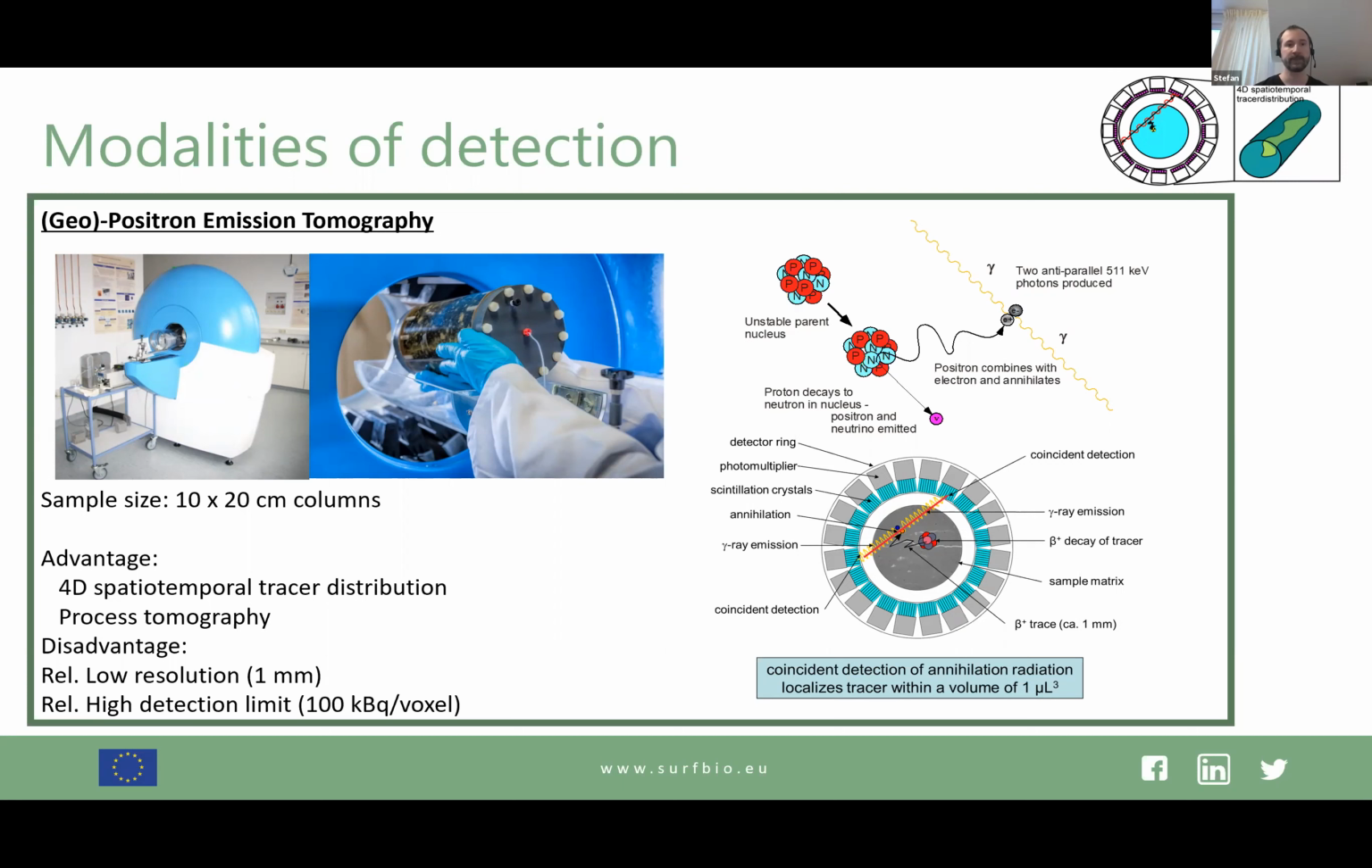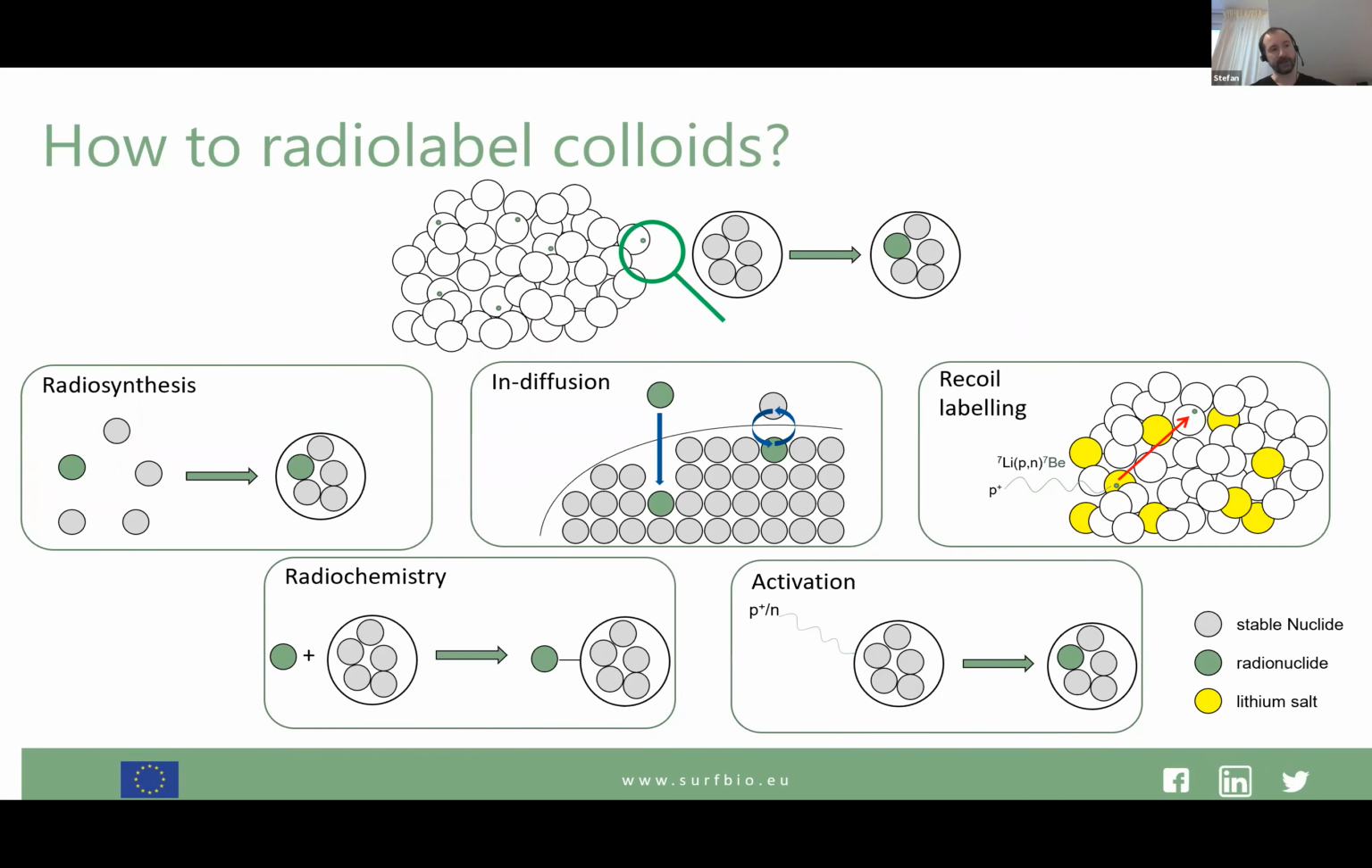So we now know what radiotracers are, where we get them from, and something about how to detect them. Now we only need to get them into our colloids. I tried to sort the different principles that you can use into these 5 categories. The first one would be radiosynthesis, which is basically a synthesis of a colloid or a nanoparticle using radioactive starting material.